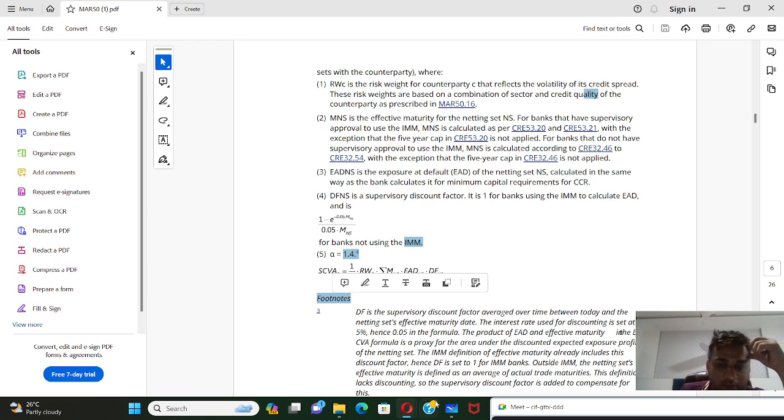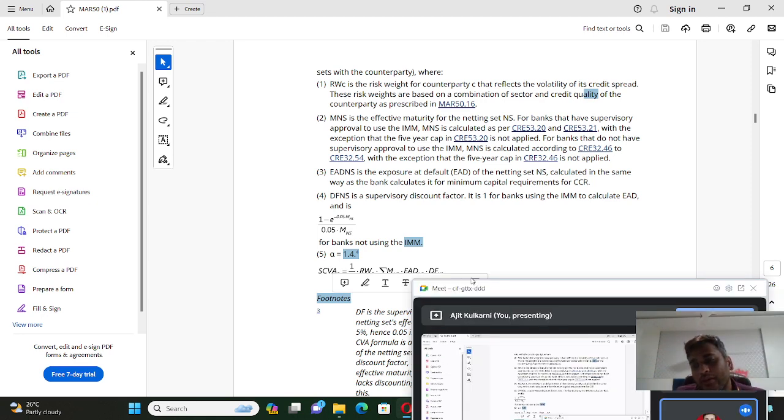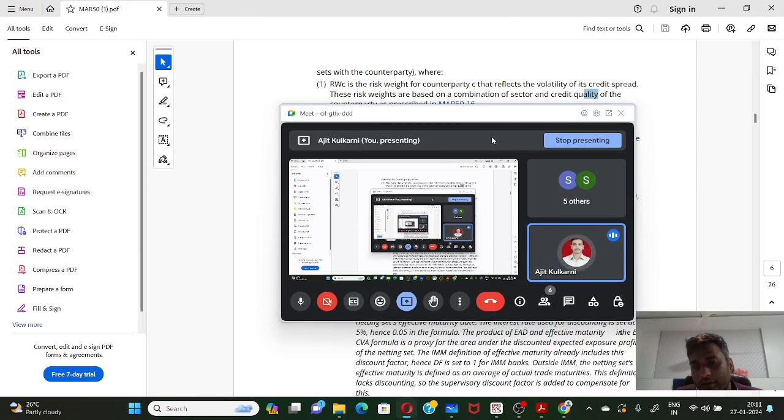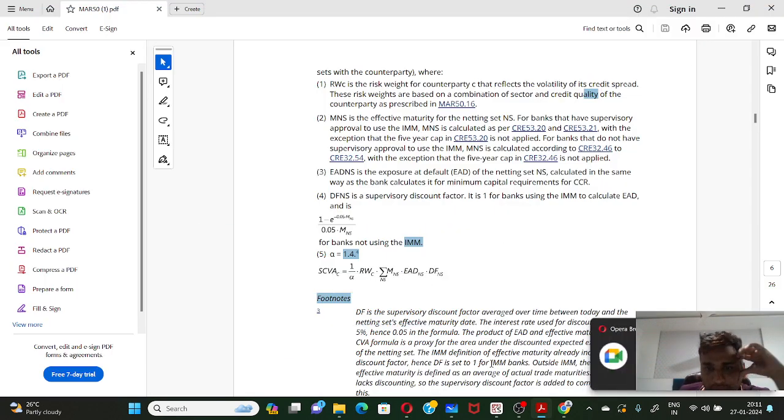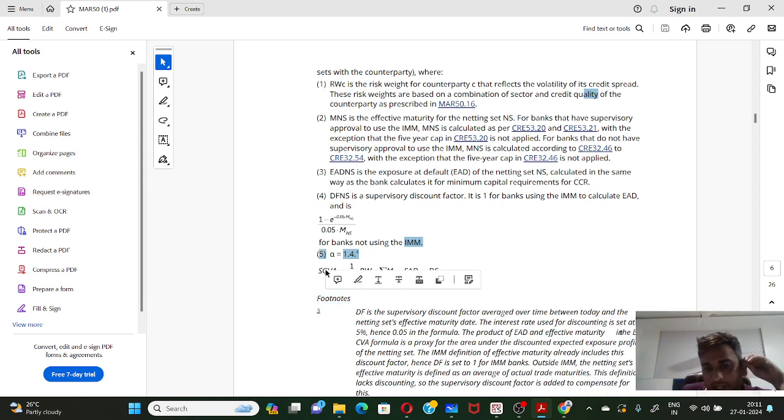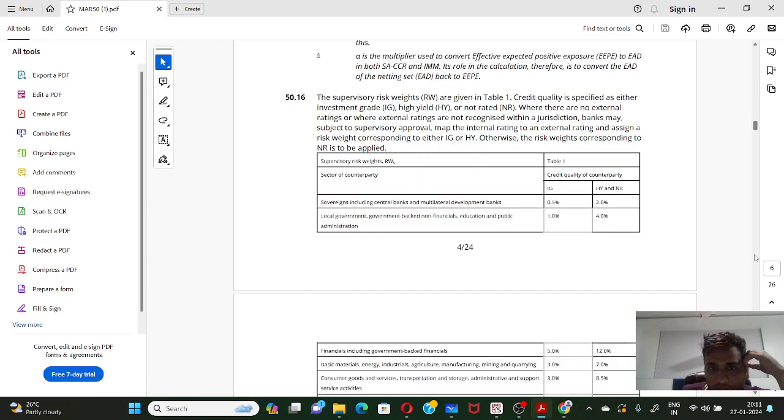So if a bank has 100 trades, for all the trades combined there will be a CVA charge, and that charge will be charged into the trade price of the trade.